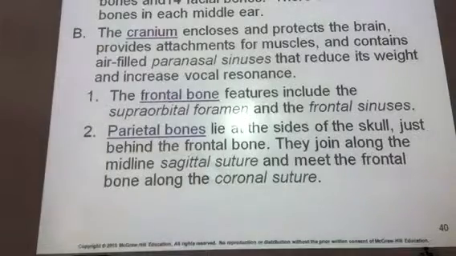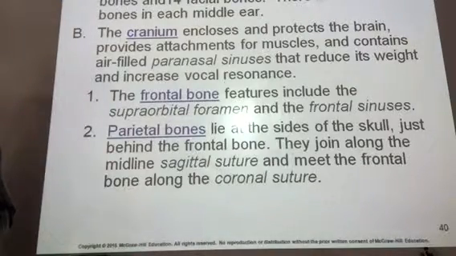Okay, so today we're just going to look specifically at the skull. If we're looking at the skull itself, all by itself, it has 22 bones. 8 are considered cranial and 14 are considered facial bones. There's also 3 bones in your middle ear, the hammer, anvil, and stirrup.